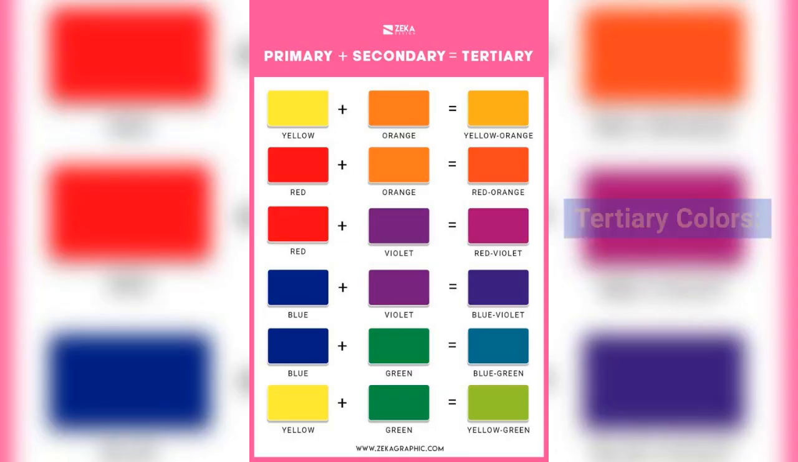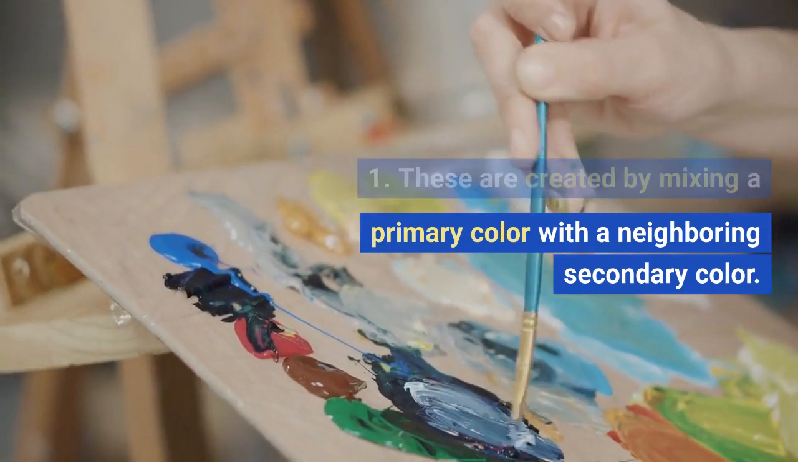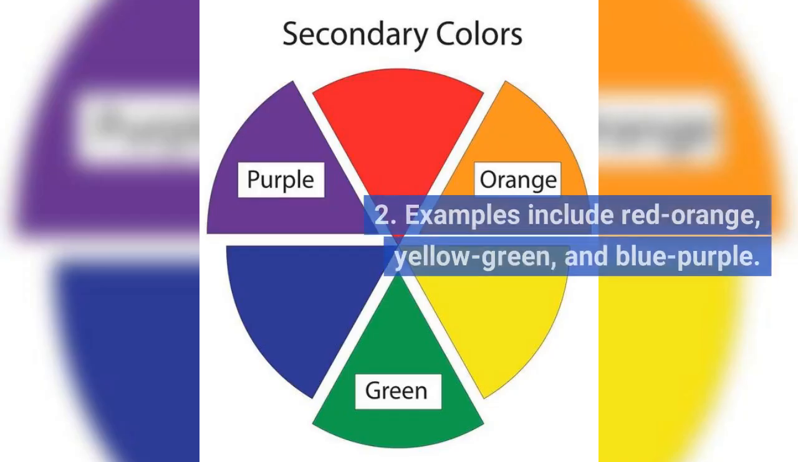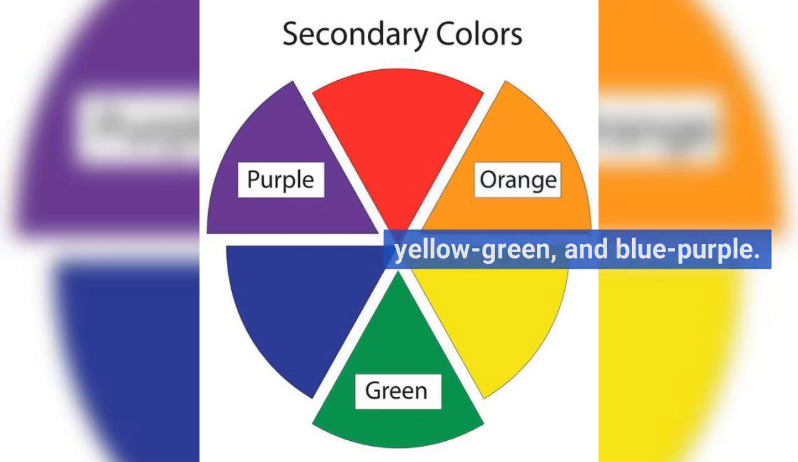Tertiary colors. 1. These are created by mixing a primary color with a neighboring secondary color. 2. Examples include red-orange, yellow-green, and blue-purple.